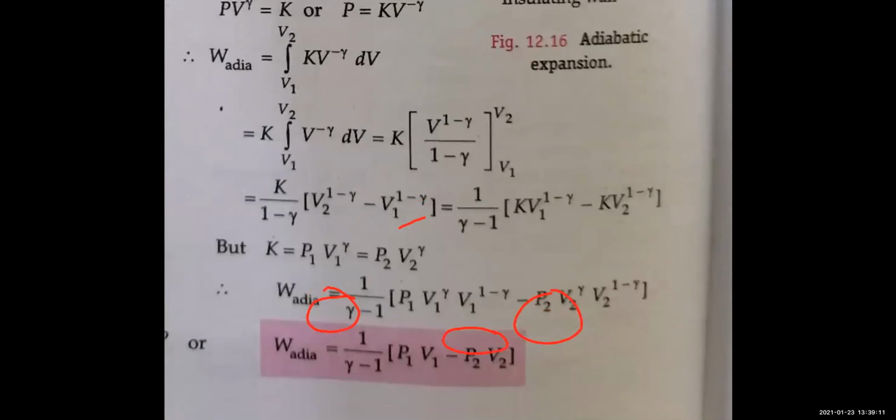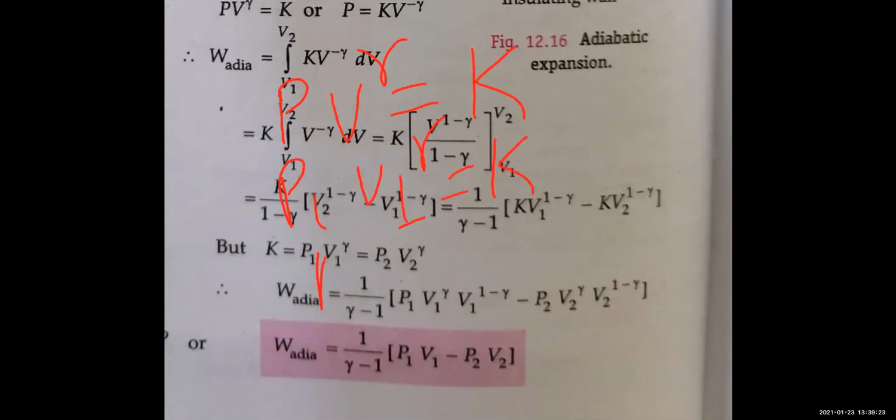Okay. Now, children, over here, this is the last portion, which says that we know PV raised to gamma is constant. Means P1 V1 raised to gamma will also be constant and P2 V2 raised to gamma will also be constant. It means P1 V1 raised to gamma and P2 V2 raised to gamma are equal. They are the same constant K.